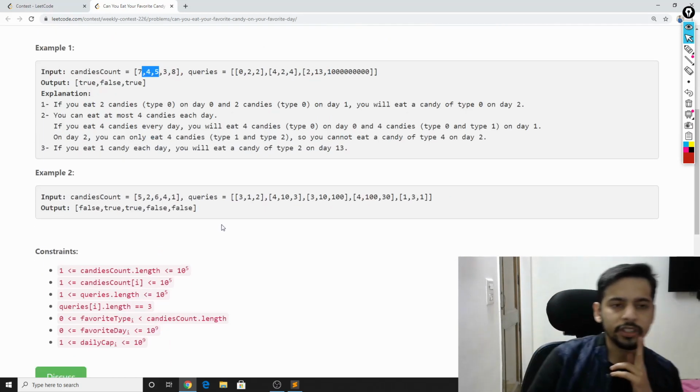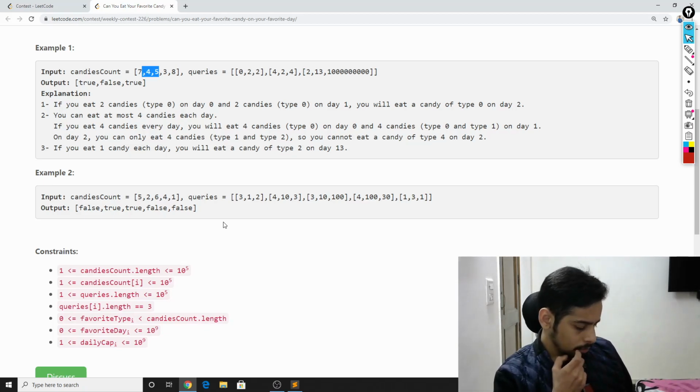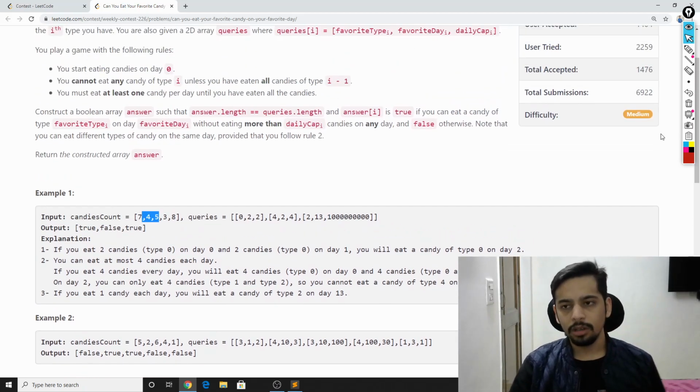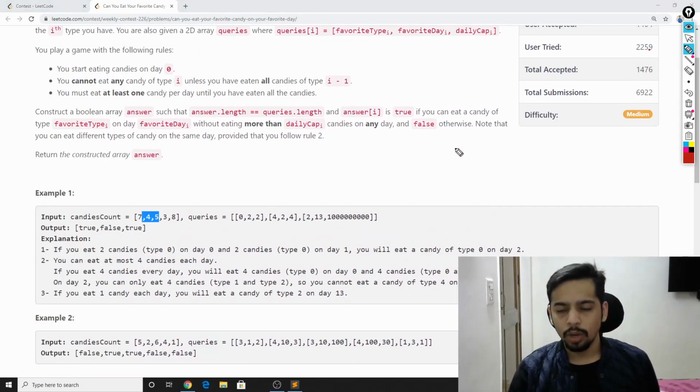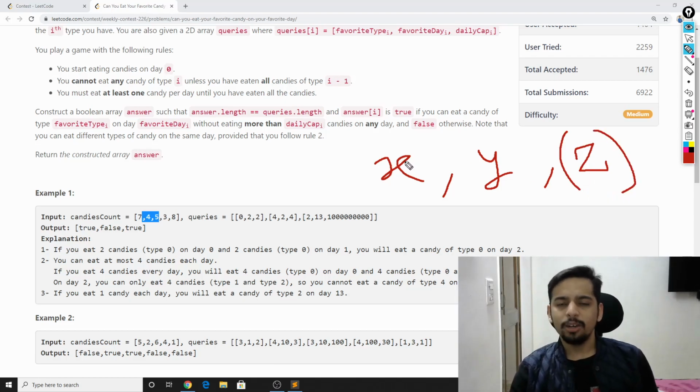Can we do it more efficiently? Obviously you could simulate it. All we're trying to do is this: let's say I'm trying to answer, can I eat a candy of type X? I would like to eat 1 candy of type X on day Y, given that the maximum candies I can eat on a day is Z. This is my daily capacity. I would like to eat at least 1 candy of type X on day Y.